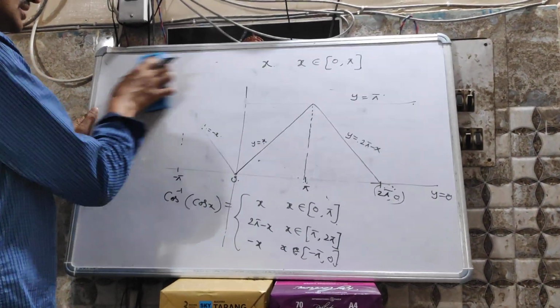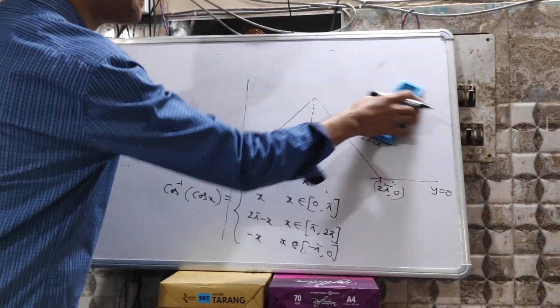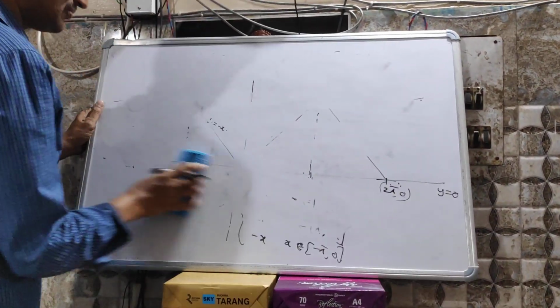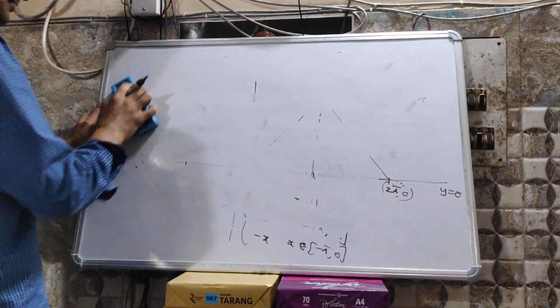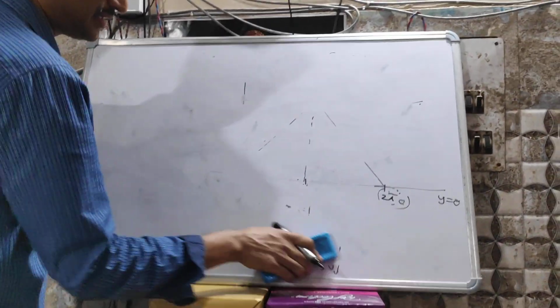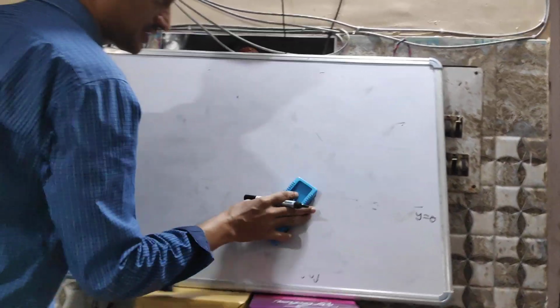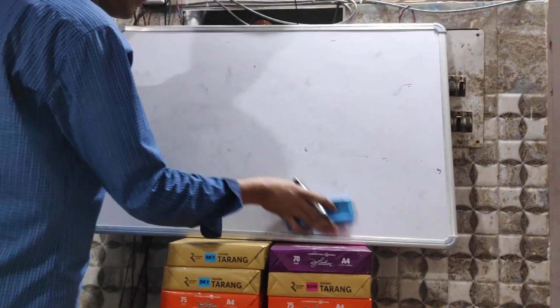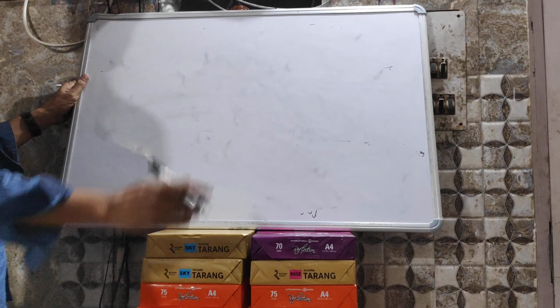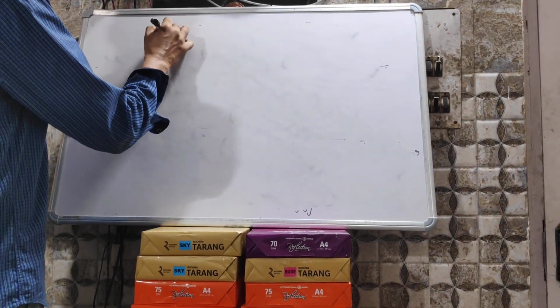Now cos inverse cos x is also clear. Now we'll find out what cos inverse cos 10 is. Once again, 10 is in radians only, not degrees. Cos inverse cos 10. Without seeing the graph I am finding its value. Cos inverse of cos 10.